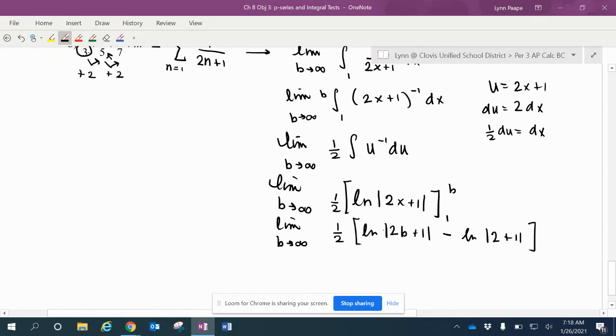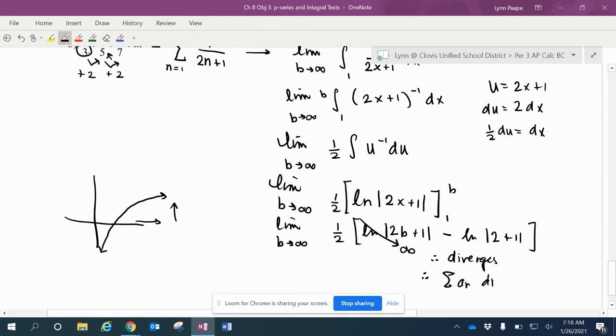Then as b approaches infinity, the natural log graph, just a reminder what that looks like, does something like this, right? It's creeping up to infinity as you approach infinity. And so that means this is going to infinity, which means that the integral is going to diverge, right? So the improper integral will diverge because it's approaching infinity. And so because the improper integral diverges, that means the infinite series diverges as well.